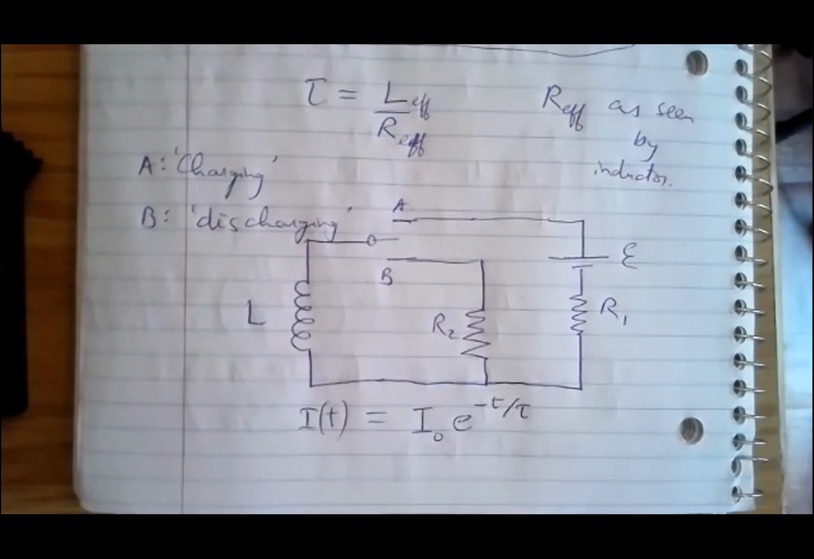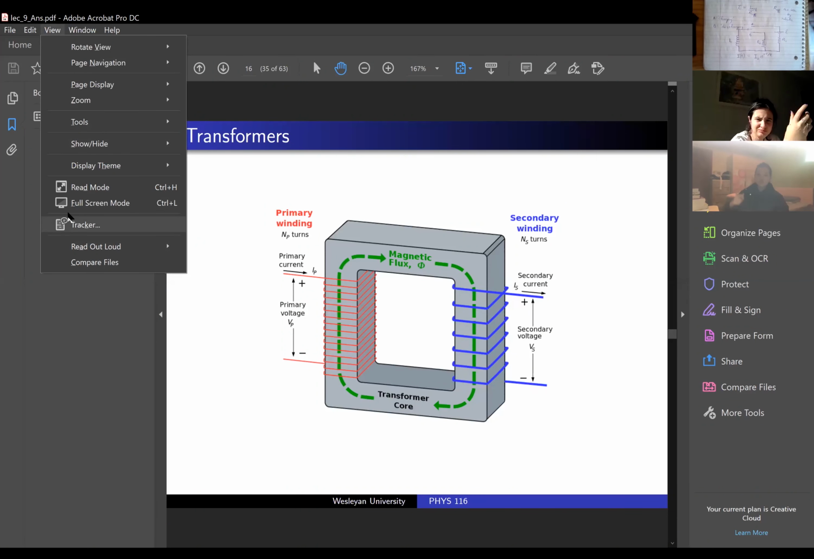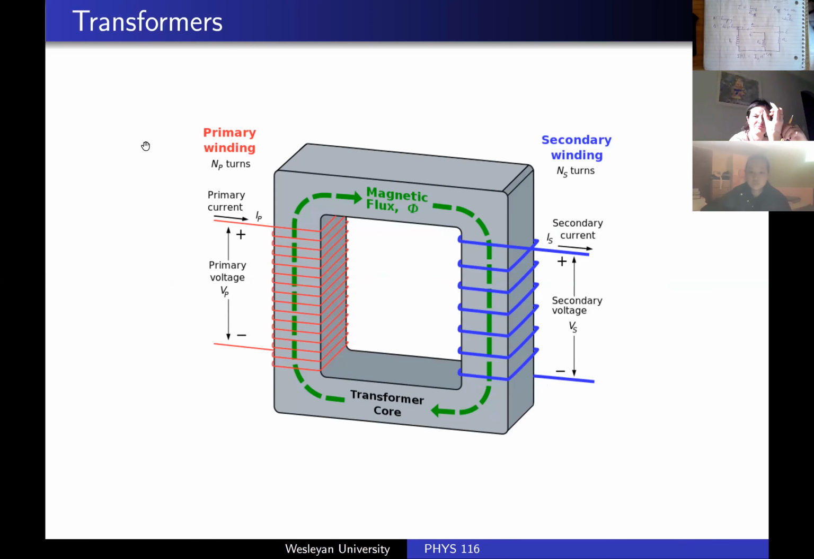So let me share screen. What's going on? Ah, there. Share, and full screen. Okay. Just have the laser pointer. Okay, so that was the transformer.